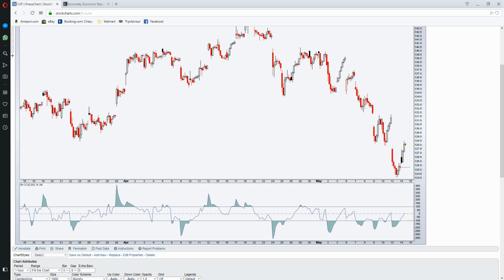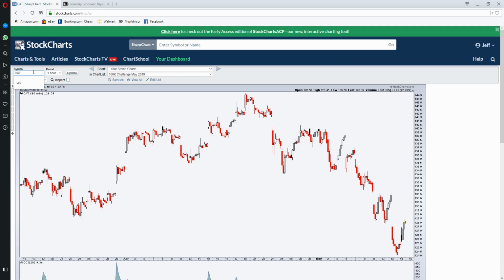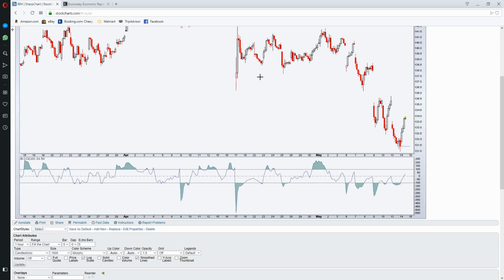And so how do you play the CCI? Well, you take a look at it with the stock, and let's come here to IBM. There's a couple ways to play this. First way is to look for the indicator to go below minus 200.